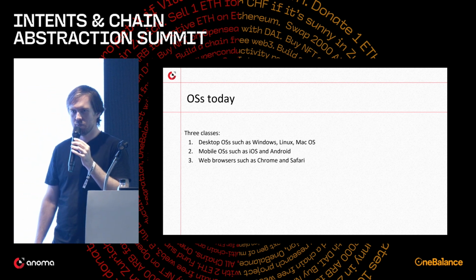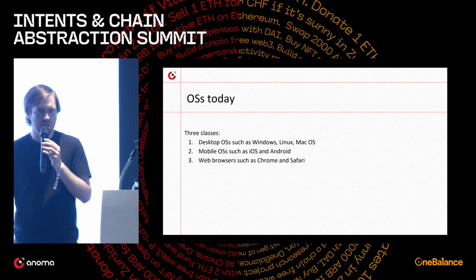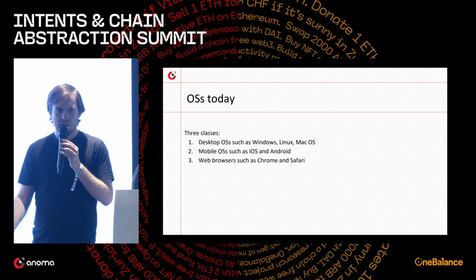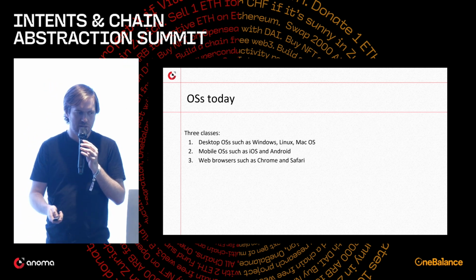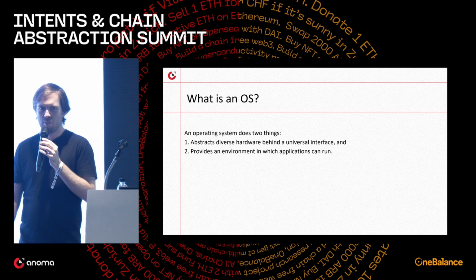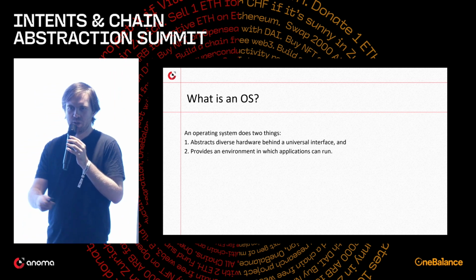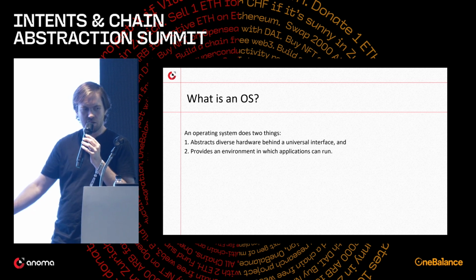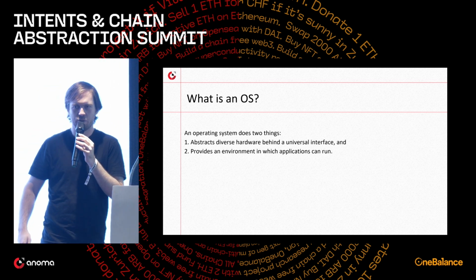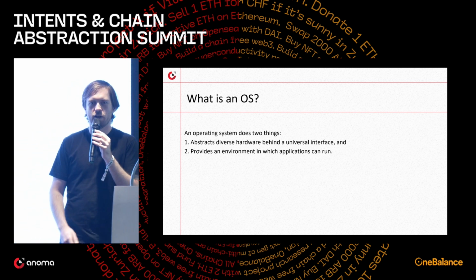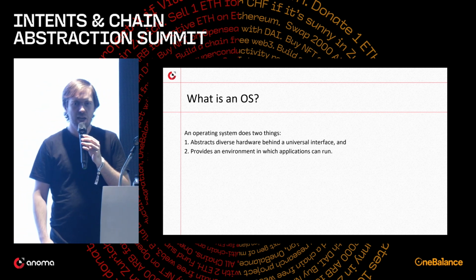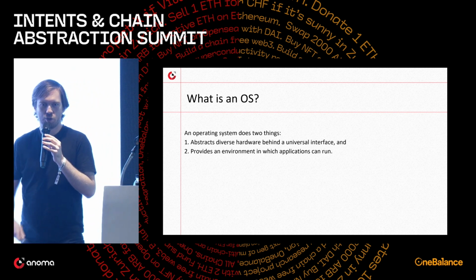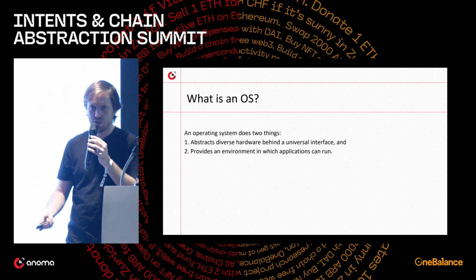The second class of operating systems that are pretty common today are mobile operating systems, such as iOS and Android. And the third class are web browsers, such as Chrome and Safari. Now, you might not think of web browsers as an operating system, but they fit this definition. Web browsers abstract the hardware of the actual computer, and usually they're running on top of an existing operating system, with an exception of, I guess, Google's Chromebook project, whatever it was called. But apart from that, they run on top of an existing desktop operating system, and they abstract the abstractions of that hardware provided by the desktop operating system and provide an interface in which web applications can run, right?